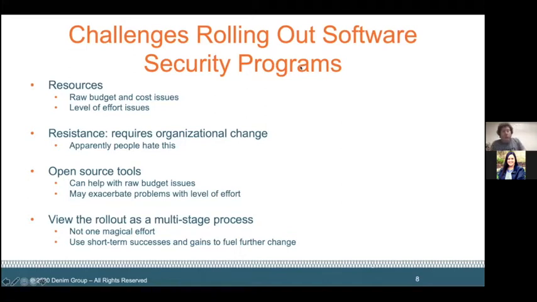And it's important to view an app security program as a multi-stage process, not one instant magical effort. This is an area where we found that you can use short-term successes to help accrue some gains and use those to fuel further changes. And that's one of the things that we'll look at, again, when we're talking about attack surface.